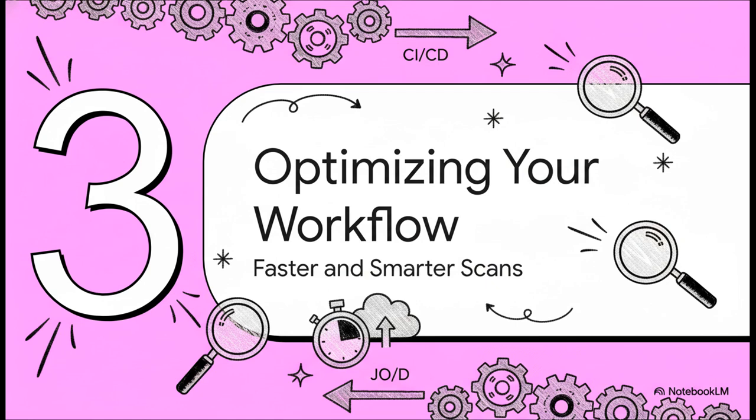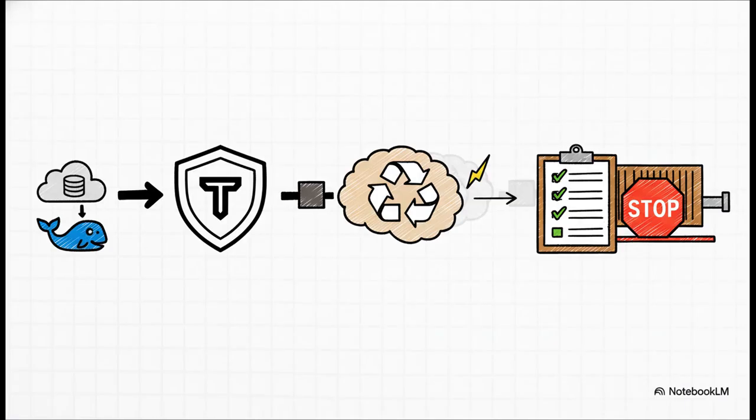Okay, so now we know what we can scan, but let's be real. In an actual CI/CD pipeline, speed is everything. Scans have to be fast and smart. So let's talk about how we can optimize the workflow. This is where Trivy really shines in a real-world pipeline. It's super flexible, it'll scan images from Docker, Podman, registries, you name it.